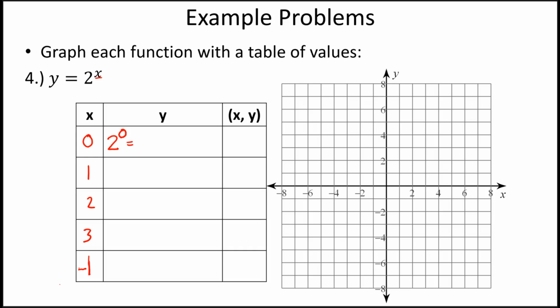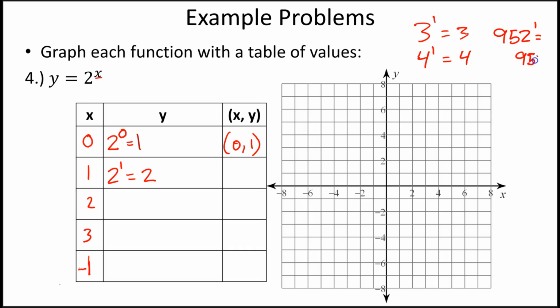graph. So as we saw with the calculator, that is going to be equal to 1. And so I have my coordinate pair 0, 1. And then we go ahead and we continue. 2 to the first is the same as 2. So anything, if I raise it to the first power, is going to be itself. 3 to the first is 3. 4 to the first is 4. 952 to the first is, well, 952. So anything that we raise to the first is itself.